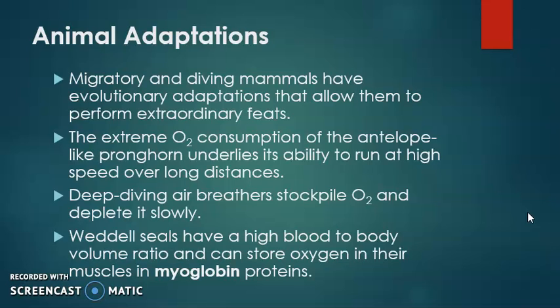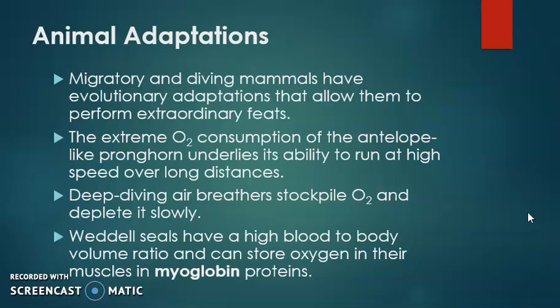Now, more adaptations in animals. Migratory and diving mammals have evolutionary adaptations that allow them to perform extraordinary respiratory modifications. The extreme oxygen consumption of the antelope underlies its ability to run at high speed over long distances, because antelopes have to escape predators and they run fast. Oxygen consumption increases, and they do have modifications.